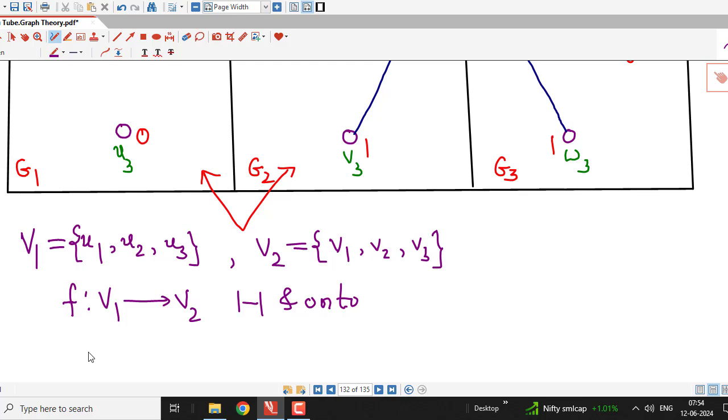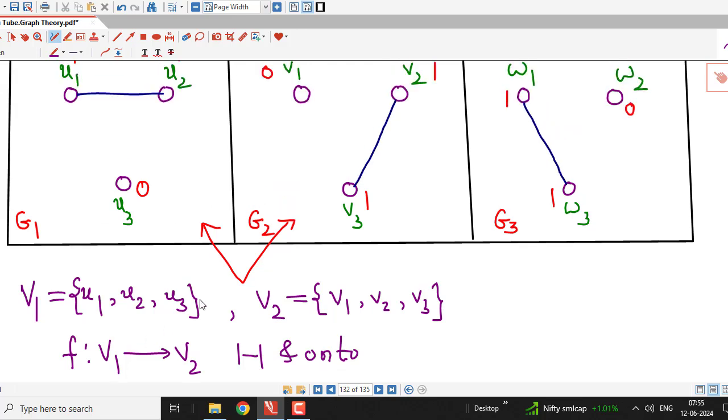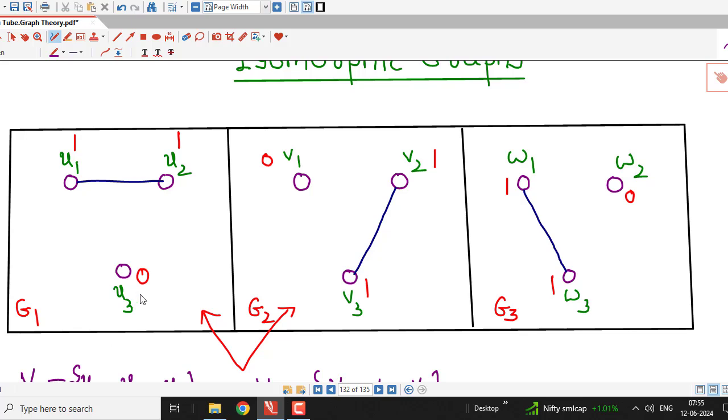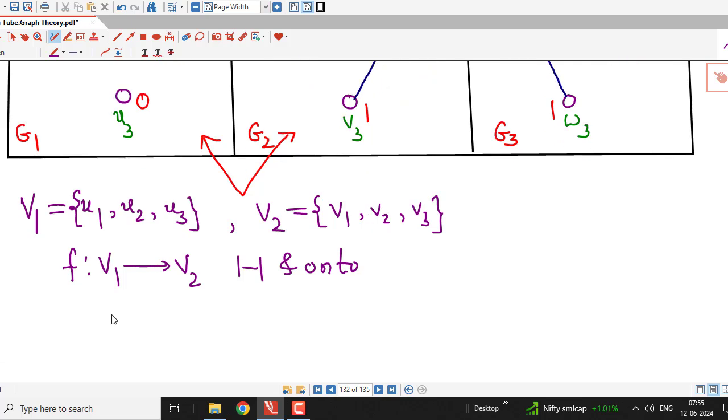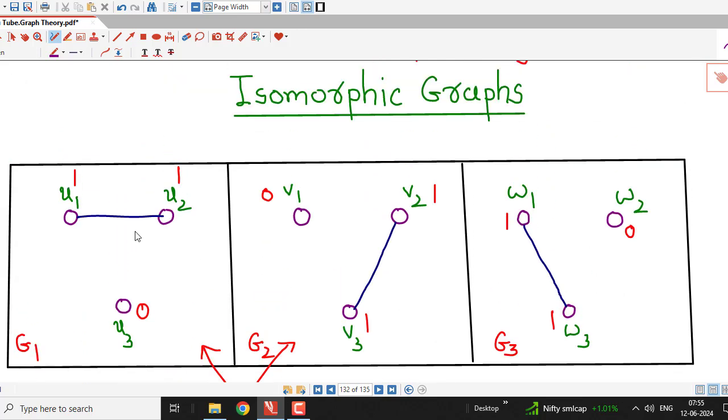Now how to construct this mapping? For that we have to take care that if we have a 0 degree vertex, then it is mapped to a 0 degree vertex. If two vertices are adjacent to each other, then they are mapped to those vertices in the other graph which are adjacent to each other. Here U1 and U2 are adjacent in G1 and here V2 and V3 are adjacent in G2. So I can take the image of U1 as either V2 or V3.